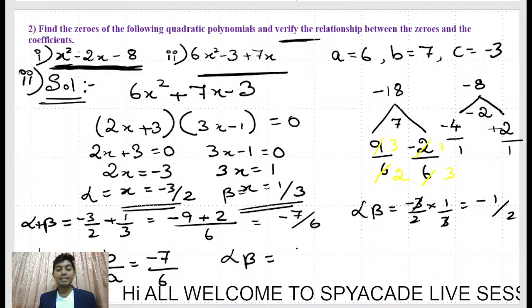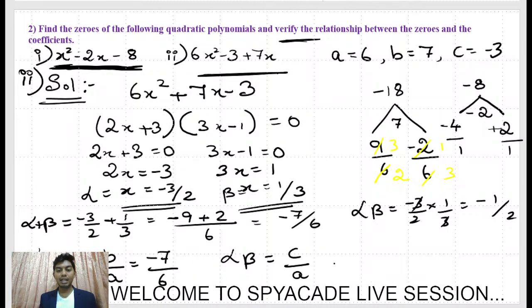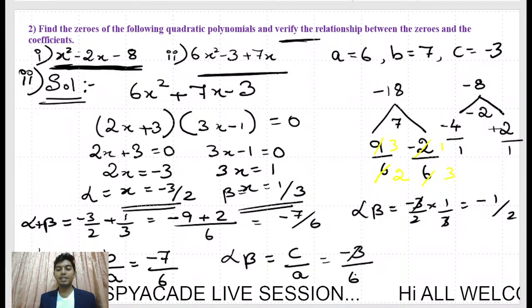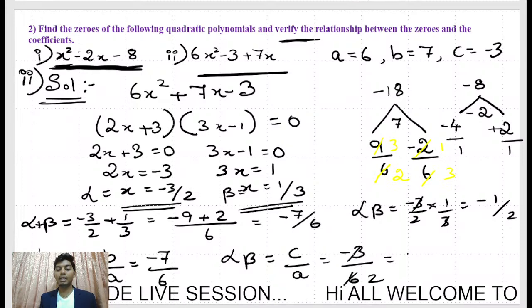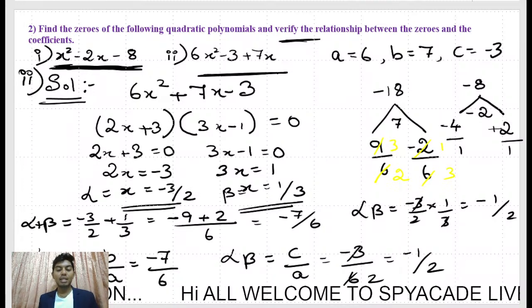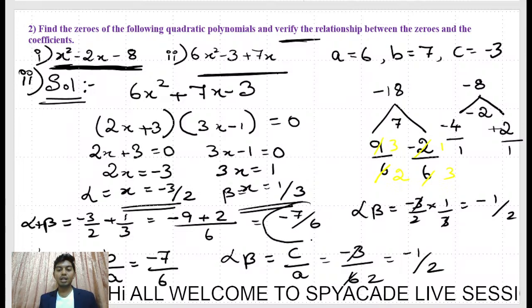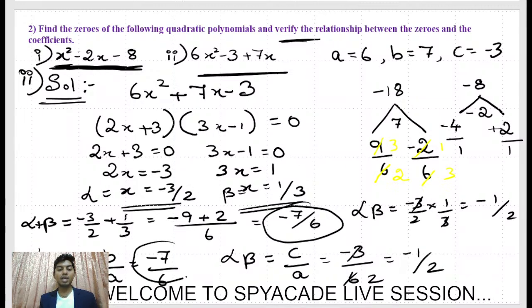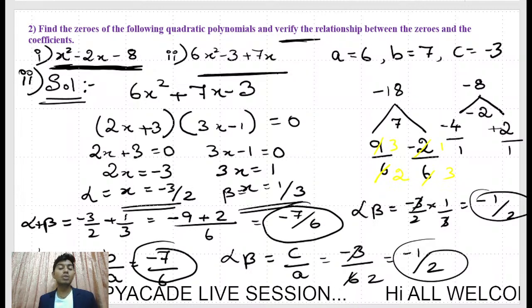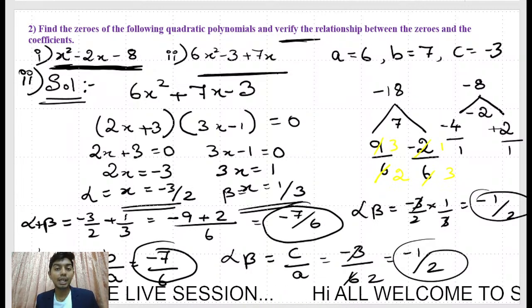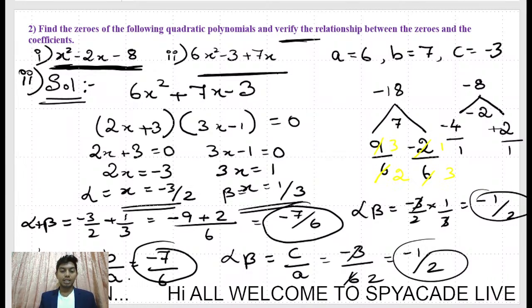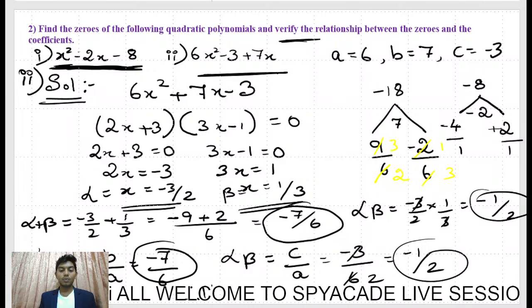What is the formula? c by a. So minus 3 divided by 6. If you cancel, then you will get minus 1 by 2. That's it. So is it correct? See, here you got minus 7 by 6. Same way here also you got minus 7 by 6. Here it's minus 1 by 2, and here also it's minus 1 by 2. So therefore it's hence very fine.